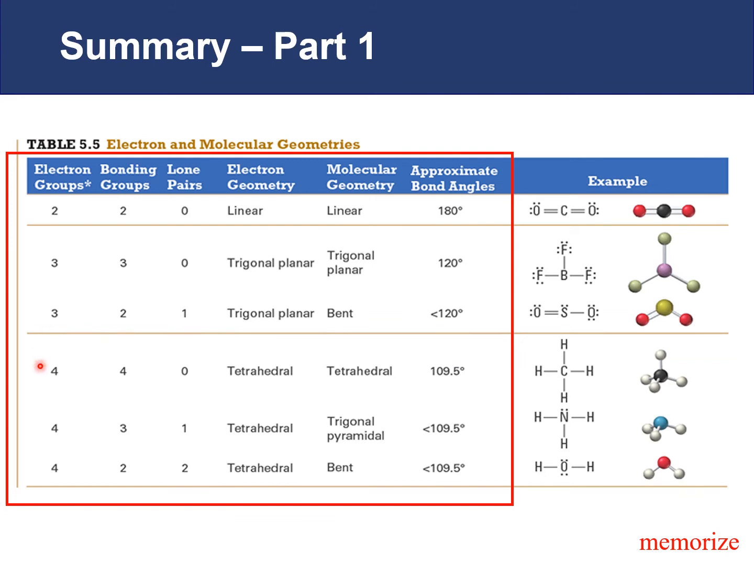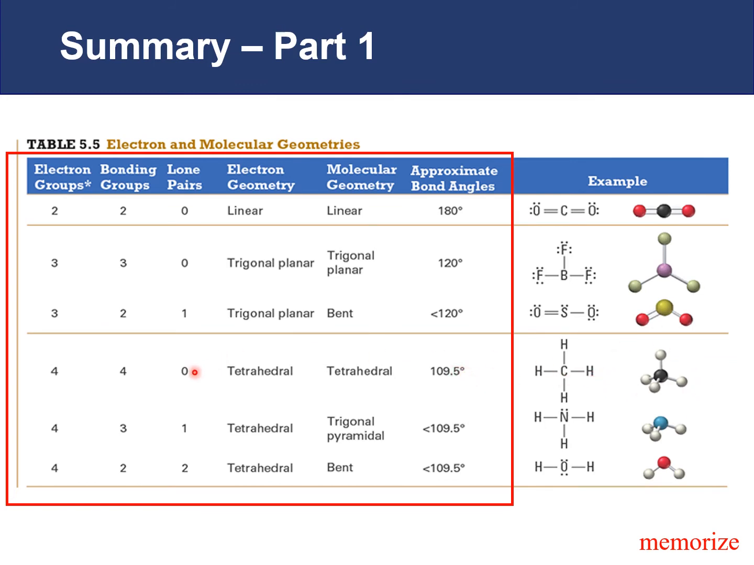Next, if we consider 4 electron groups, there are 3 different options depending on the number of lone pair electrons that you're working with. If all of the electron groups are bonding groups and we have 0 lone pairs, then the electron geometry is tetrahedral and the molecular geometry is tetrahedral. The bonding angles will be about 109.5. An example of this is methane, CH4.